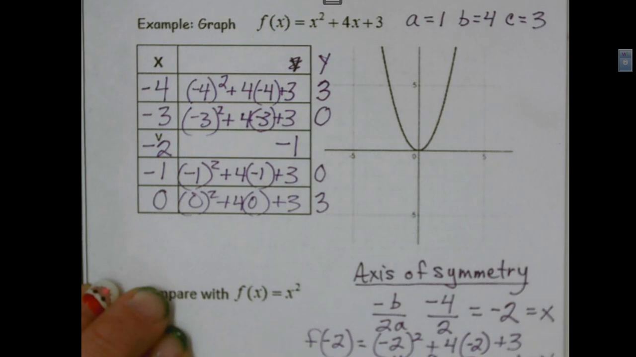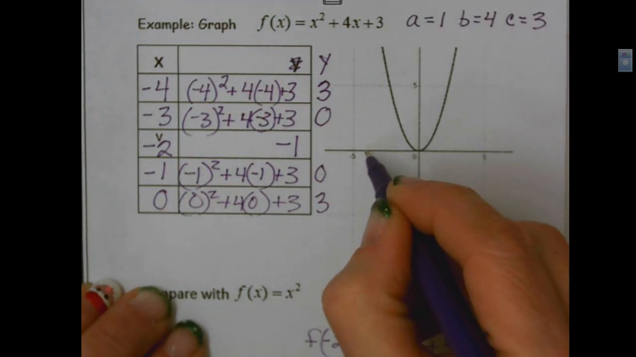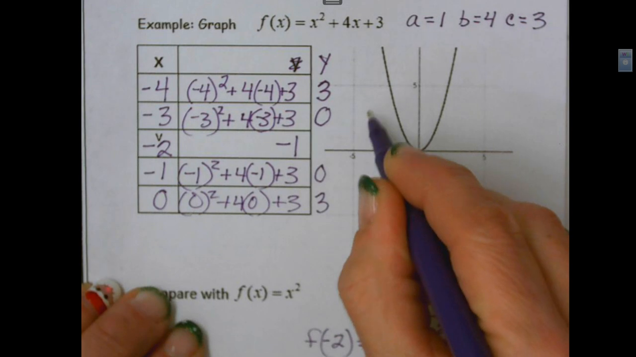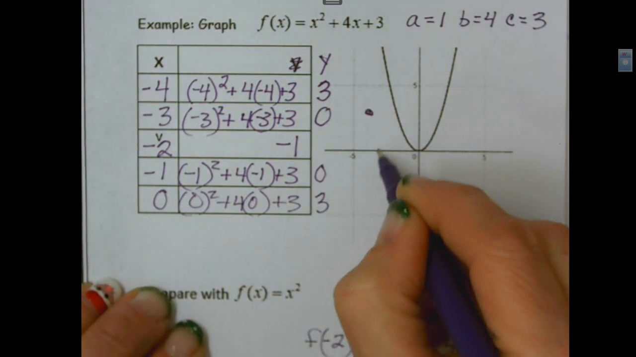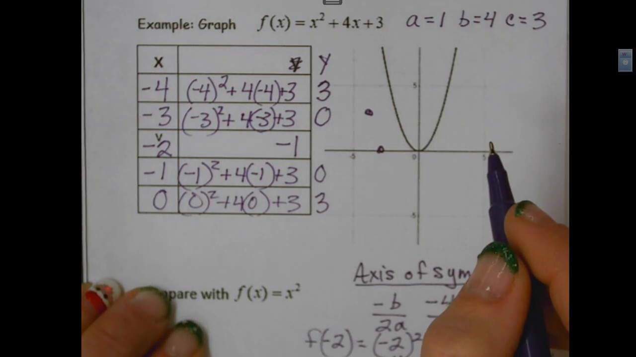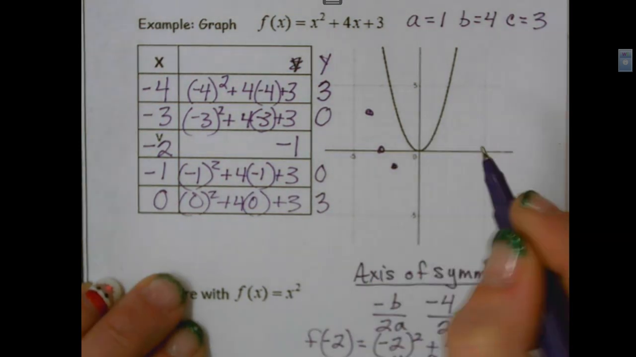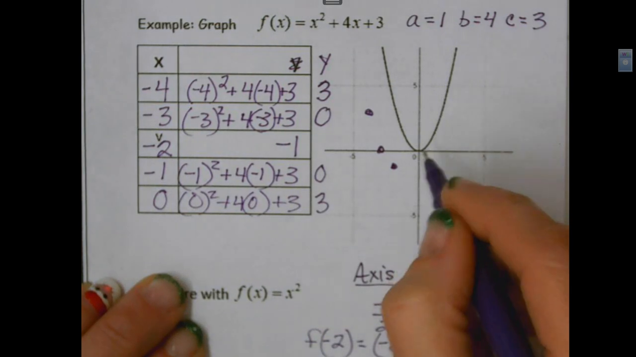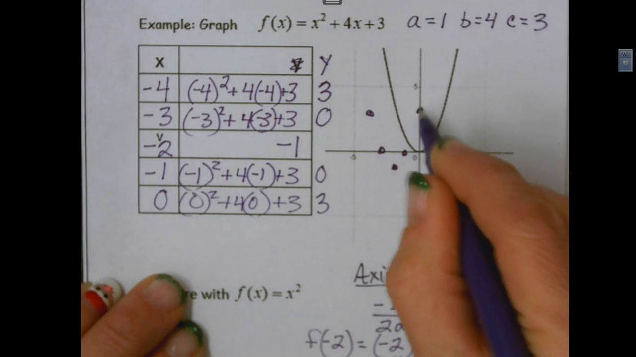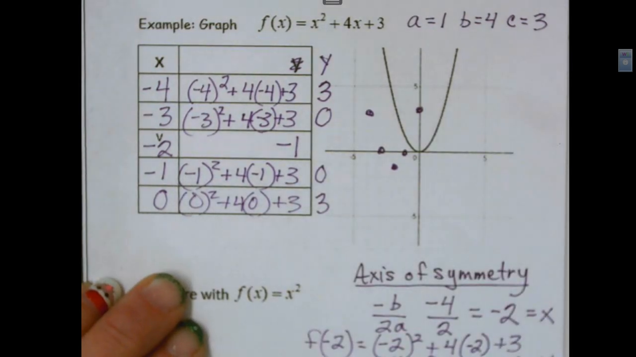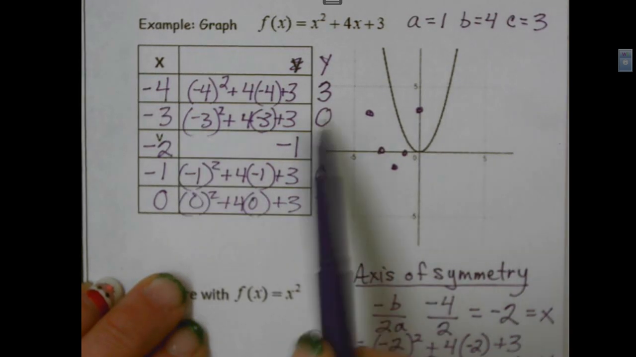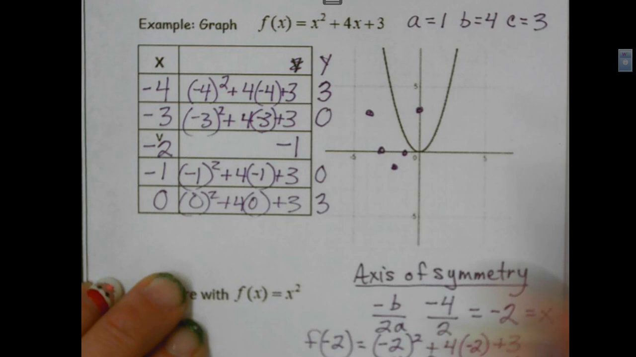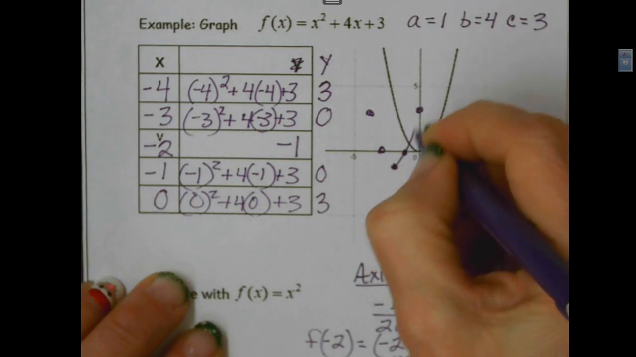Now I'm going to plot these points. I'm going to go -4, 3, -3, 0. And just do the best you can. I know that didn't maybe turn out the greatest as far as the grid marks. And then I've got -1, 0, and 0, 3. Again, at any point that you need to pause the video, feel free to do that. I'm just plotting these 5 data points. Then just make a parabola the best you can.